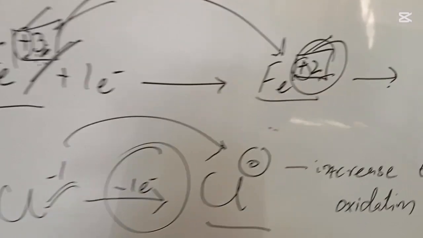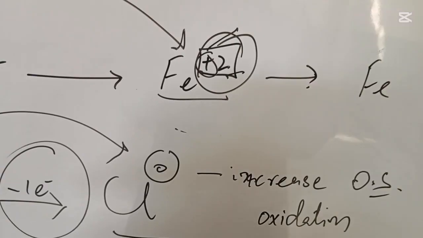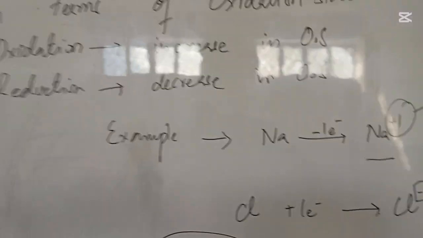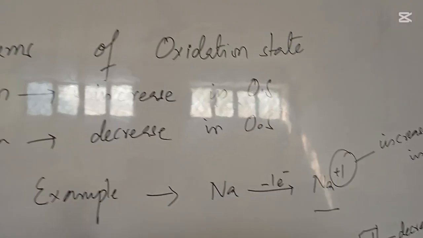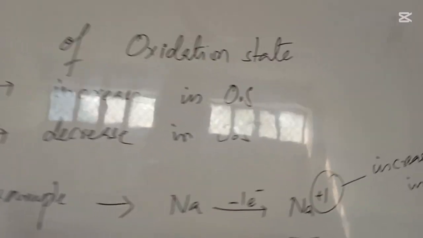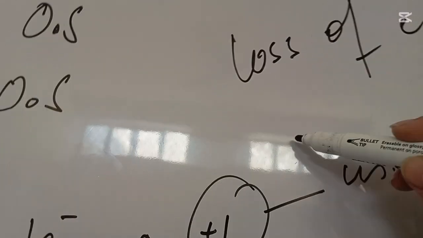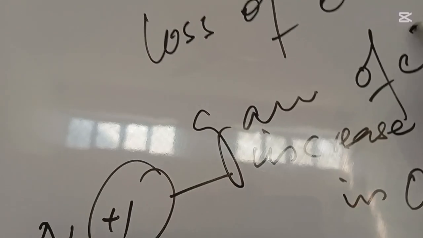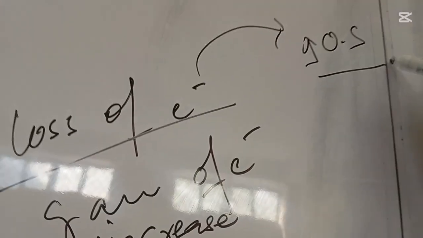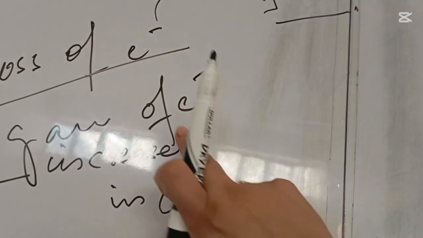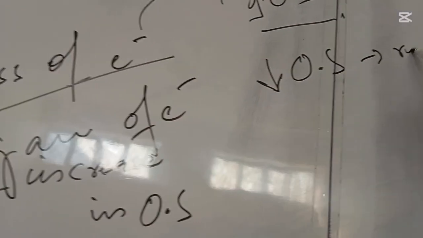This is a very important point that students must understand: in the federal board examination or any other examination, the way of identifying oxidation and reduction reactions is by the increase or decrease in oxidation state, and this can be done by looking at whether there is a loss or a gain of electrons. If there is a loss of electrons and an increase in oxidation state, it is oxidation, and if there is a gain of electrons and you observe a decrease in oxidation state, it is called reduction.